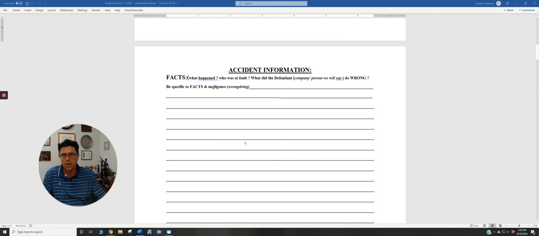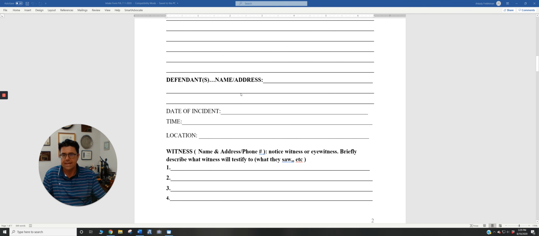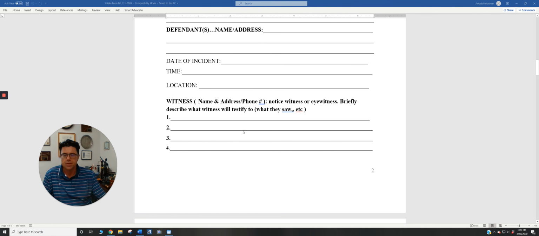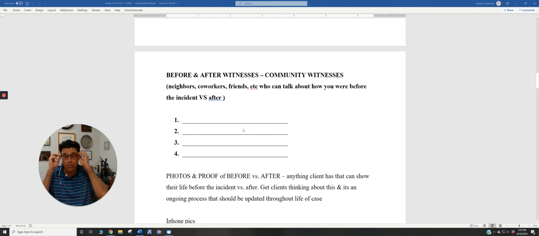And then, of course, you go into the accident information itself, the facts, what happened, who was at fault, what did the defendant do wrong, and you want to be specific. And you want to identify the defendants, the people that you're going to sue, the date of incident, the time, any witnesses to the incident. And then the other thing we really get into is this idea of before and after witnesses or community witnesses.